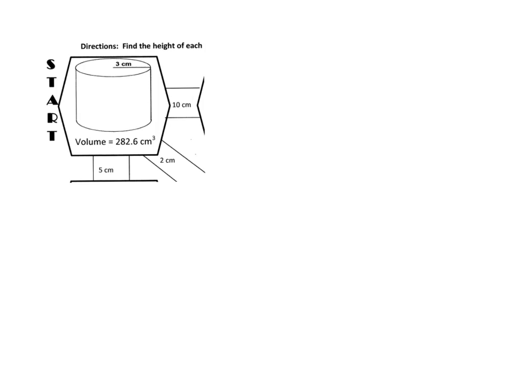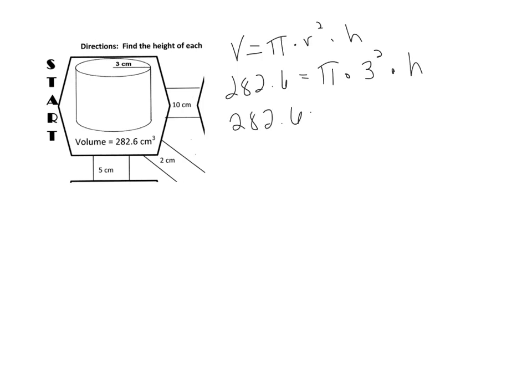Alright, number one, we are going to start off with using the formula for volume of a cylinder. Volume is equal to pi times radius squared times the height. And then we're going to plug in the information that we have. So we've got volume, 282.6 is equal to pi times, we're going to plug in the radius is 3 squared times the height. 282.6 is equal to pi times 9 times the height.